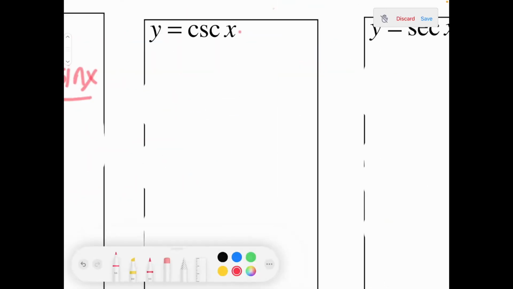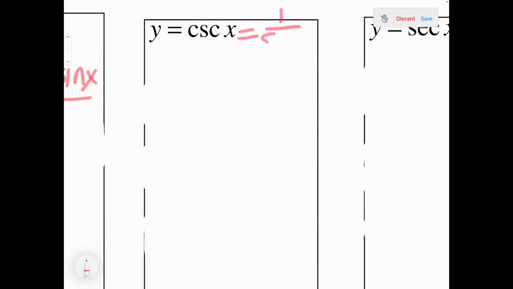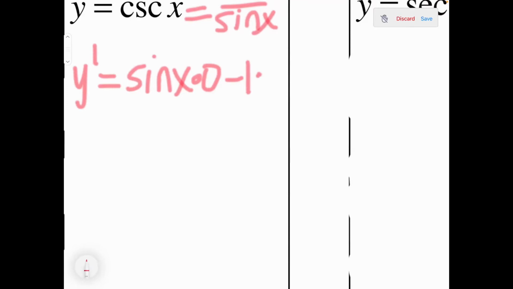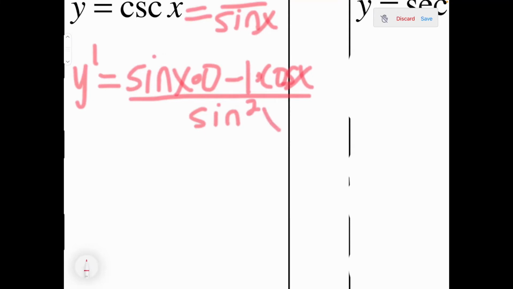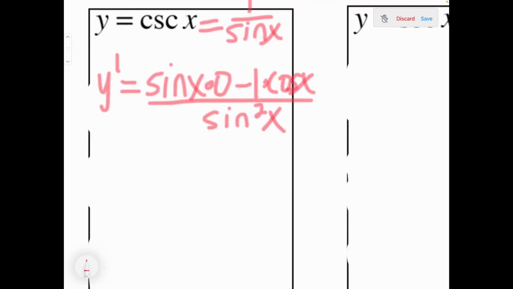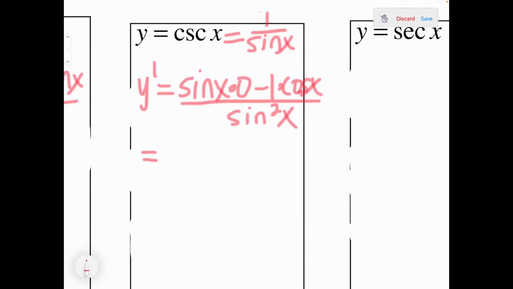So we can do the same. Cosecant is 1 over sine. We're going to use the quotient rule for this. So the denominator times the derivative of the top would be 0, minus 1 times the derivative of sine x, which is cosine x, all over sine squared x. That's just using the quotient rule there. Sine x times 0 is just 0. Negative 1 times cosine x is negative cosine x, all over sine squared x.